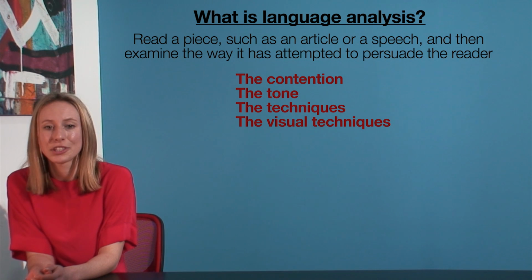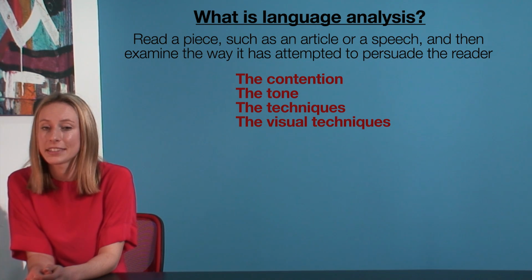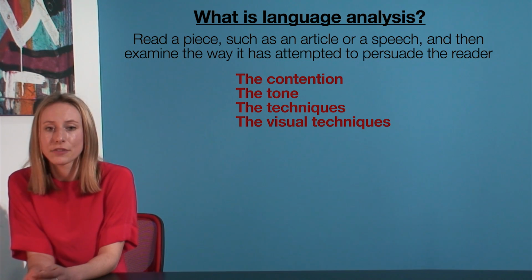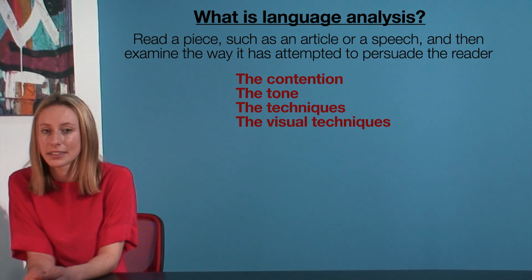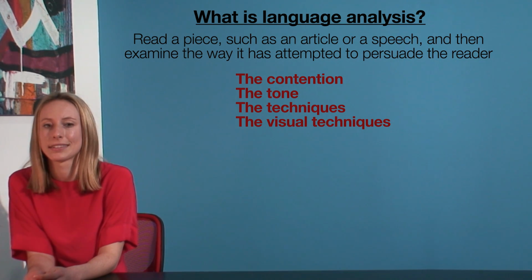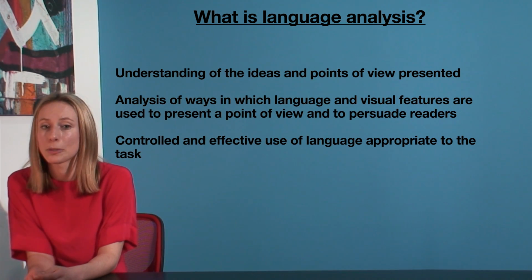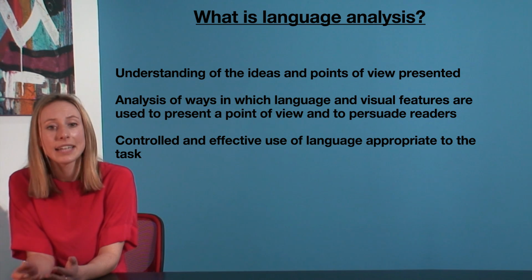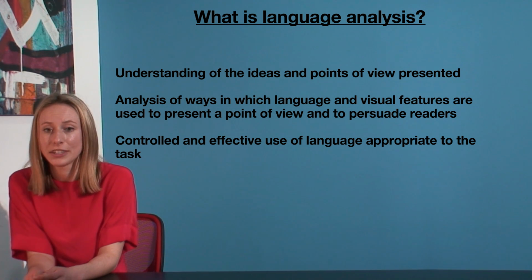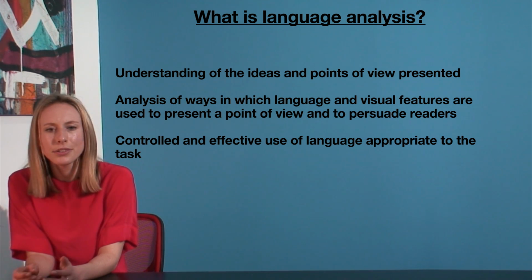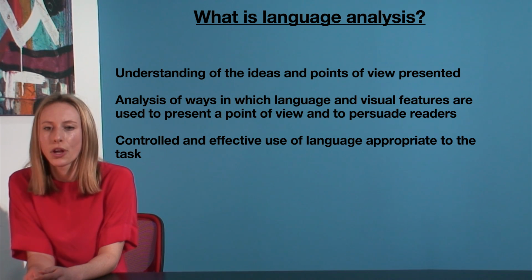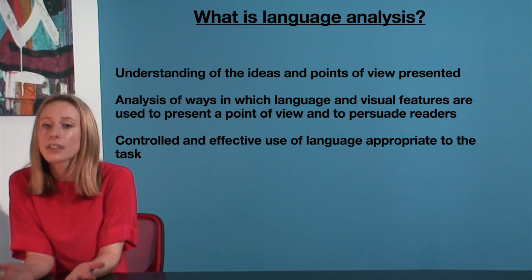Next, let's look at what teachers and assessors expect from you for this task. The VCAA identifies their marking criteria for language analysis as these 3 key points: understanding of the ideas and points of view presented, analysis of ways in which language and visual features are used to present a point of view and to persuade readers, and controlled and effective use of language appropriate to the task. Don't think of these 3 things as each making up 1/3 of your mark. They are looked at as a whole.